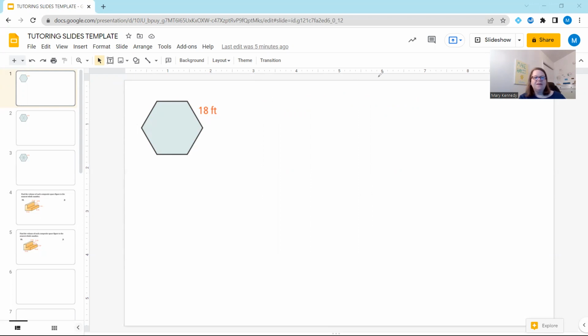And so one of the first things I would do is just draw lines to see that this hexagon is actually 6 triangles that are congruent. They're the same. They're congruent to each other. So that means all of these sides are 18. And just to make it easier to look at, I would say that this side is 18.